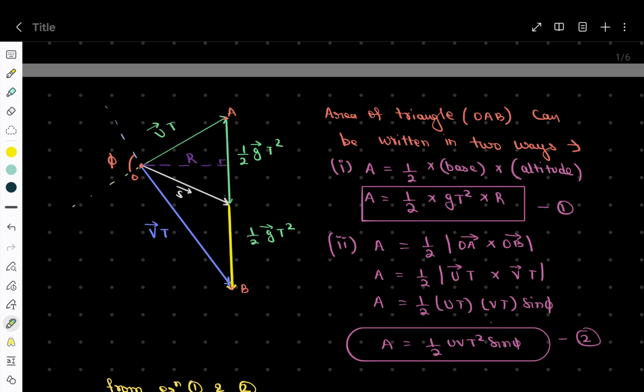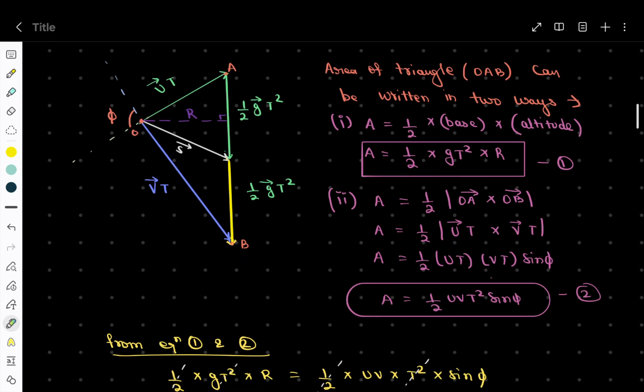Also, we can write the area of this triangle by using the formula that we have studied in the chapter of vectors. That is, the area of any triangle can be written as half into the magnitude of the cross product of its adjacent sides, right? So OA vector is nothing but u vector into T, and OB vector is nothing but v vector into capital T. So taking its magnitude, half into uT vT sine phi, where I've assumed that the angle between u vector and v vector is phi. So I can write like this, right?